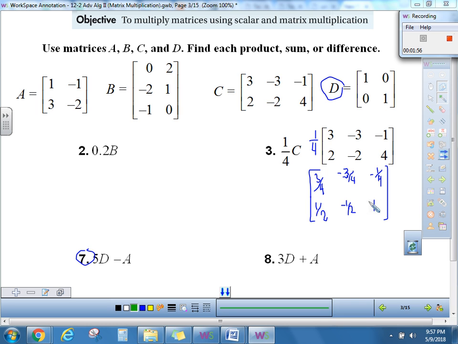You might see some like number 7, 5 times D minus A. For that one, all we need to do is 5 times the matrix D. So it would be 5, and then 0, and then 0, and then 5. And then we're going to subtract from whatever we got there, 5, 0, 0, 5, by A. So we'll subtract A from that matrix 5 times D. We're not going to run through one of those.